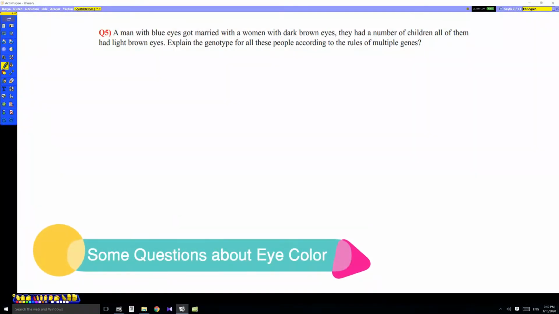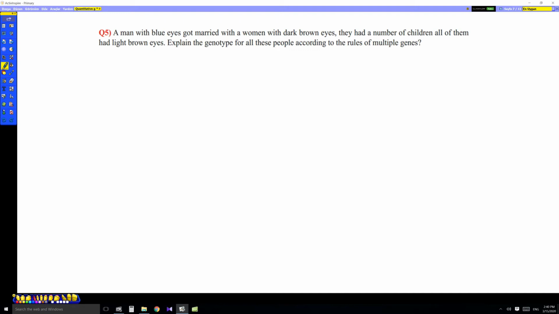Let's solve some questions about the eye color in humans from the chapter questions. Question 5. A man with blue eyes married a woman with dark brown eyes. So dark brown eye is the full dominant genotype. A man with blue eyes, but this blue eye has two probabilities, it can be deep blue or light blue.